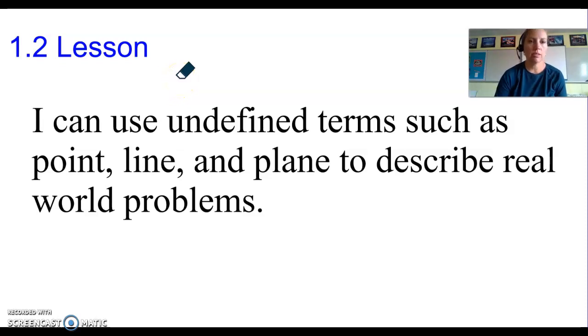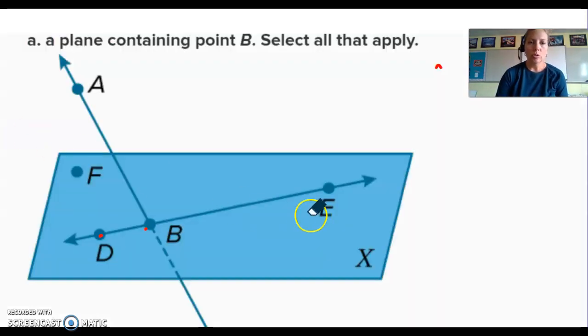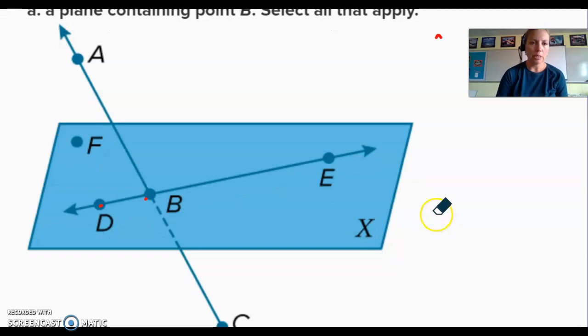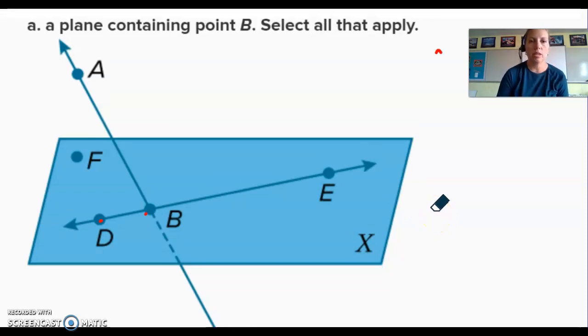So our first lesson is section 1.2, and our objectives will be to identify terms such as points, lines, and planes, and use those in real-world type problems, and be able to name them and use them to create other things like angles and segments and solve different types of problems. Okay, so here's an example. It's got plane points and some lines on it, so we'll come back to this one in a bit.